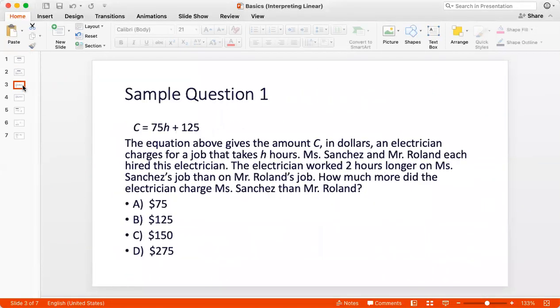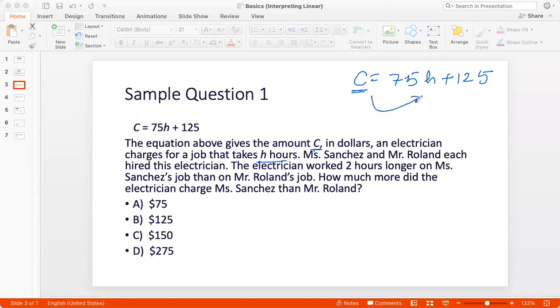Let's look at a question. Sample question. C is 75H plus 125. The equation above gives the amount C, in dollars, an electrician charges for a job that takes H hours. Now, if you were to interpret this, if I have 75H plus 125, I know that C is the cost that the electrician will charge when he works for H hours.